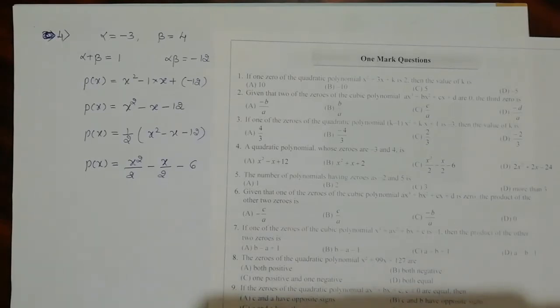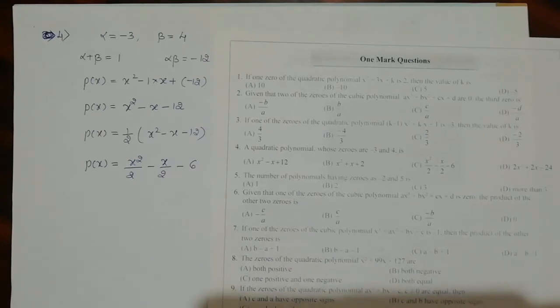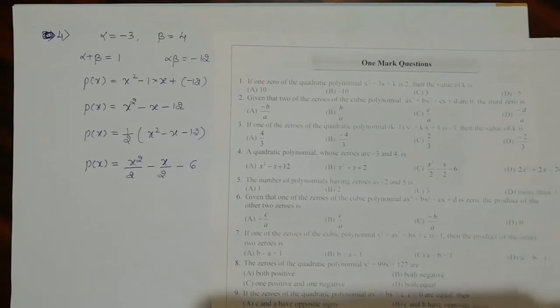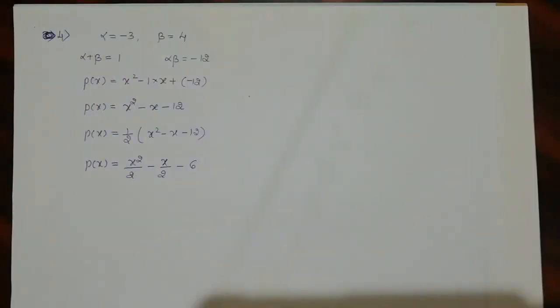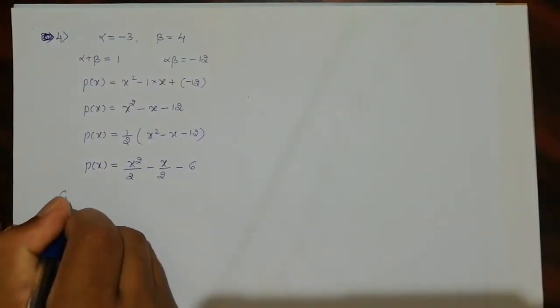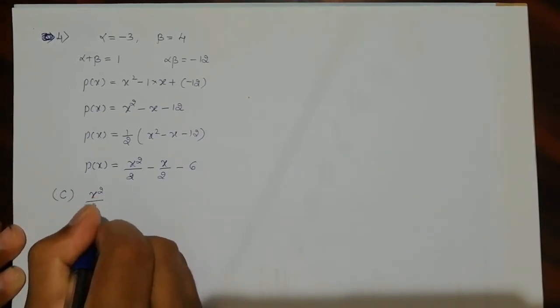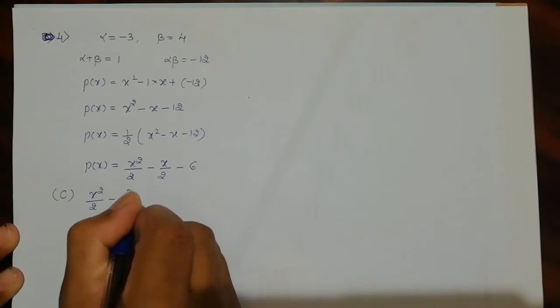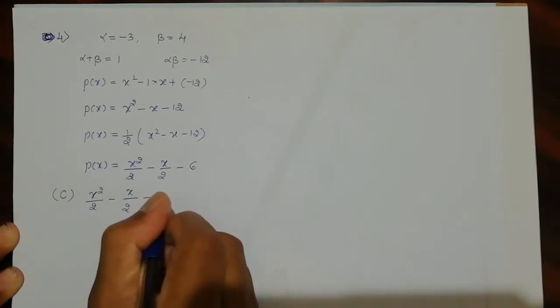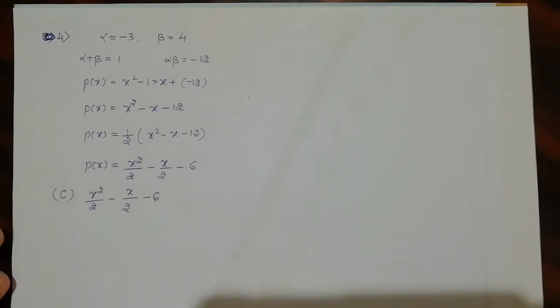So that's why, to confuse you, he may modify the correct answer like this. So you should be very careful in this type of problems. Remember this one. So here the right answer is option C. Option C is the right answer. Answer is x square by 2 minus x by 2 and then minus 6. This is the right answer.